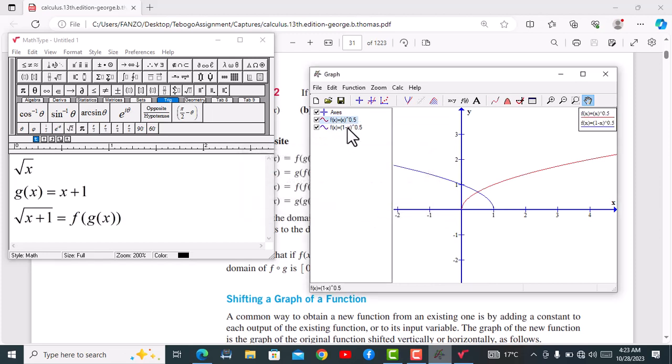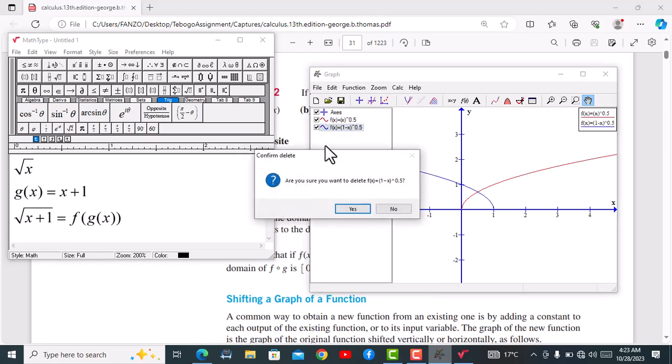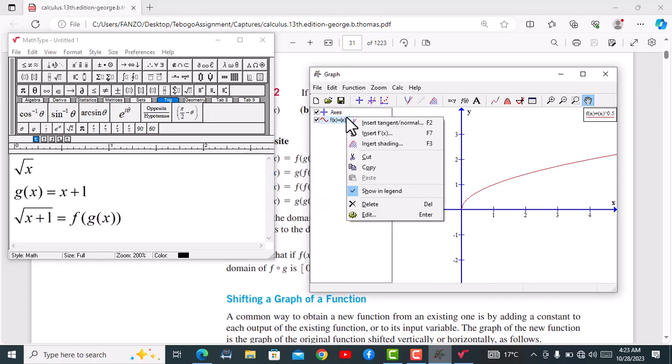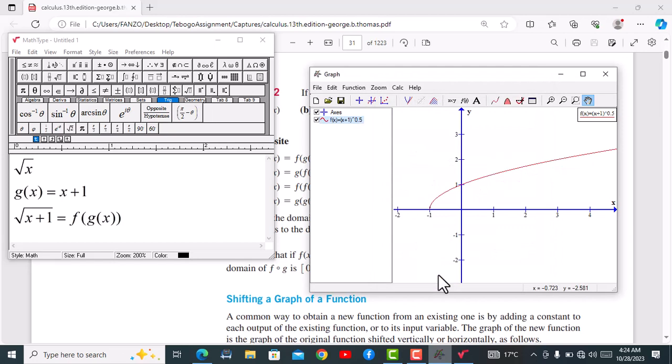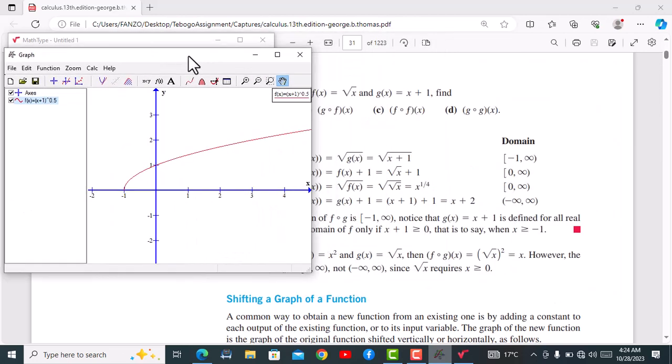So let's go in here, and instead of drawing both graphs, I'm going to draw that graph. Please allow me to delete in here, delete in there, and also edit this one. I want to have that function, which is x plus 1 raised to an exponent of 0.5. Let me see how it looks. This is how it looks.